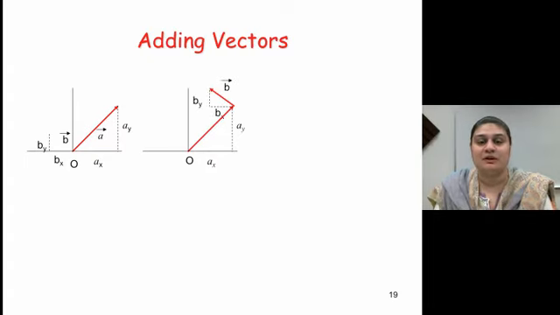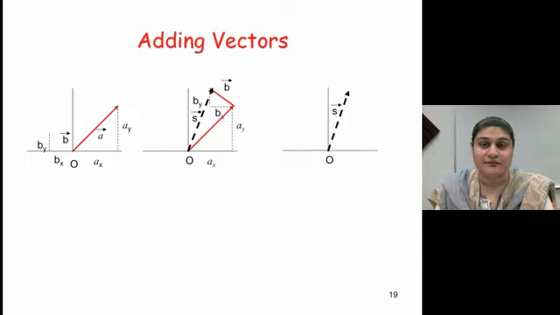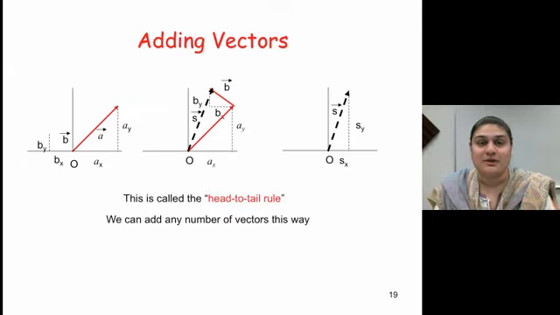Then we need to draw a line from the tail of our first vector to the head of our last vector, which will give us the resulting vector with components Sx and Sy. This is called the head-to-tail rule. We can add any number of vectors using this way.